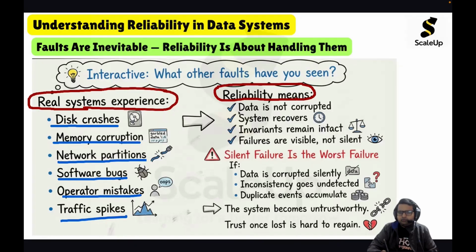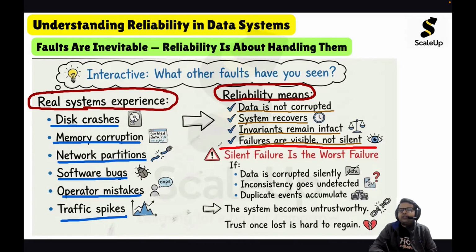So, reliability means that under abnormal conditions, data is not corrupted. It is very important because in data systems, we cannot afford the data to get corrupted. The system recovers gracefully. Invariants remain intact. Failures are visible, not silent. This is also very important. Failures should be visible and handled gracefully, because silent failures are the worst failures.